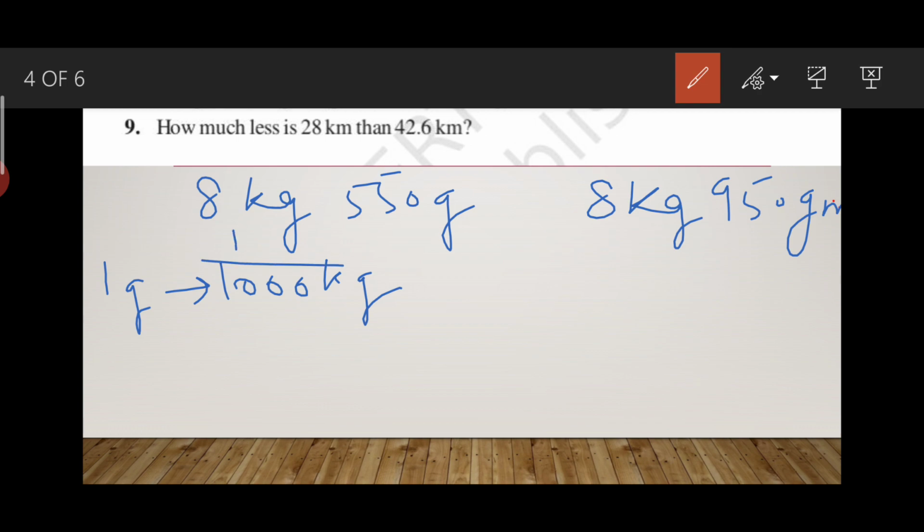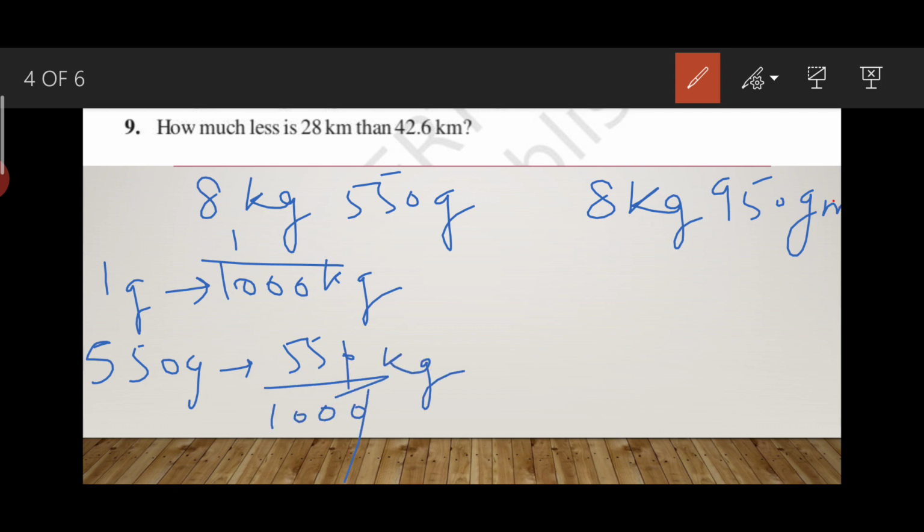1 upon 1000 kg. Okay, so how much kg is 550 gram? That is 550 upon 1000 kg. So 0 to 0 cancel. In denominator we are having 2 0. So after decimal there should be 2 digits, that is 0.55 kg.